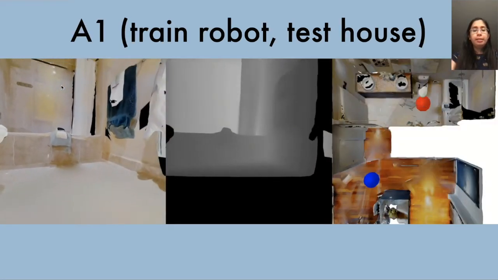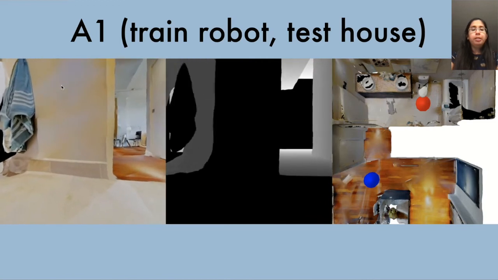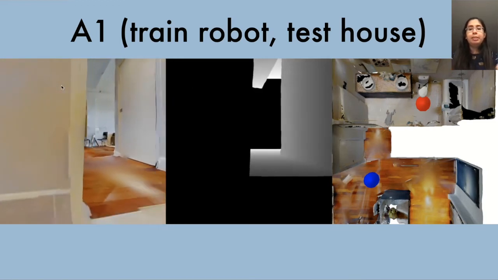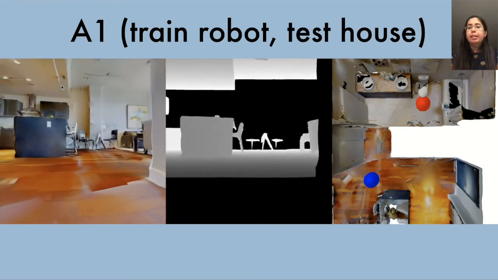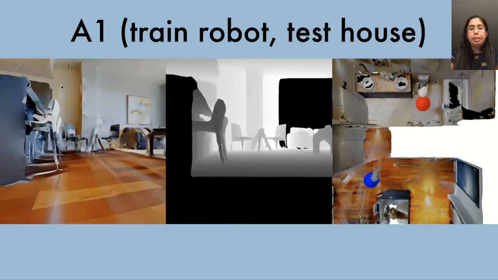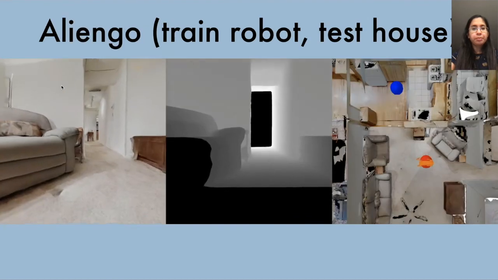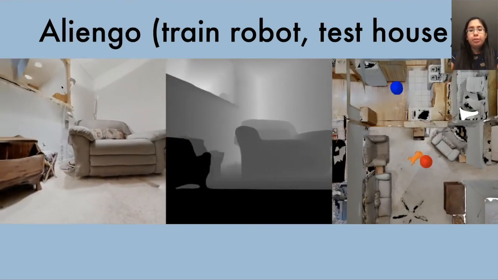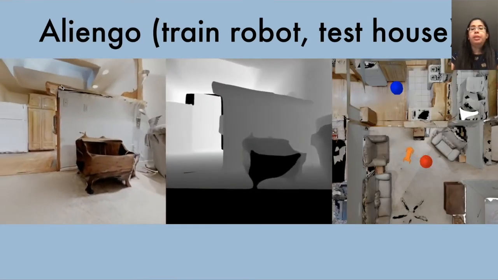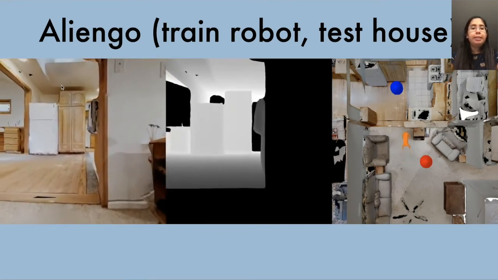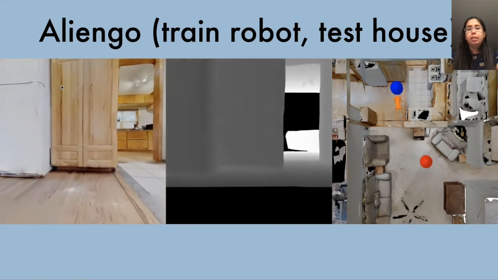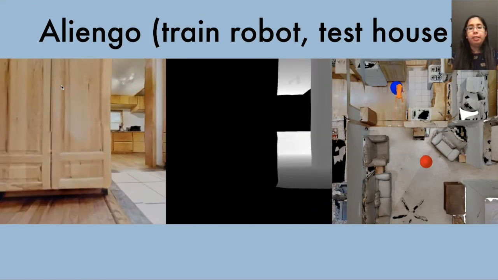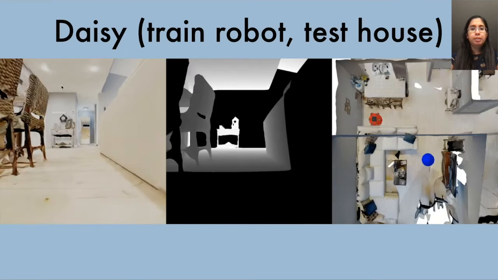So here is our A1 trained robot. So the robot is trained, but the environment it's put in is a new environment. So it has never seen this environment before. It's able to navigate this environment and reach its desired goal. Similarly, Aliengo, using our shared policy now, can fairly directly reach this desired goal in a new test house. It can turn around and avoid obstacles to reach its goal.